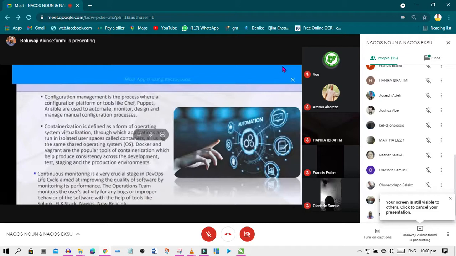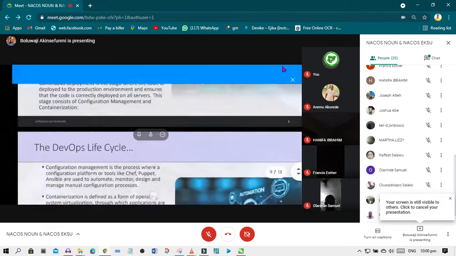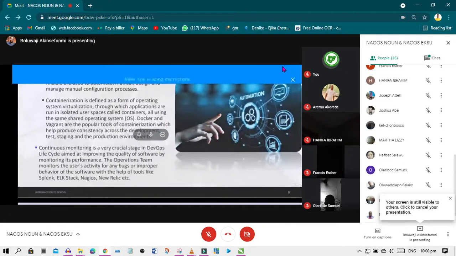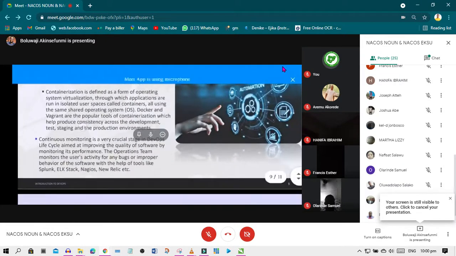So that's that about continuous deployment. So going down to continuous monitoring. Continuous monitoring is a very crucial stage in DevOps. In the continuous monitoring stage, this stage is aimed at improving the quality of software by monitoring its performance.